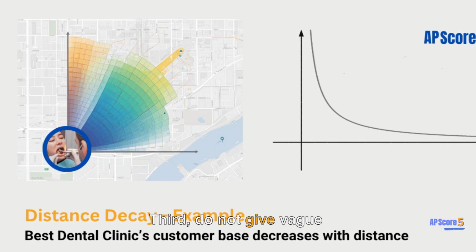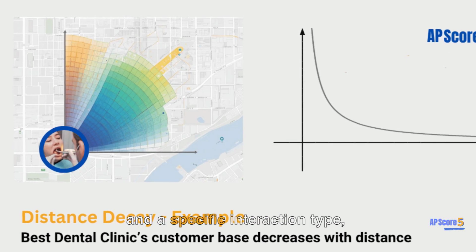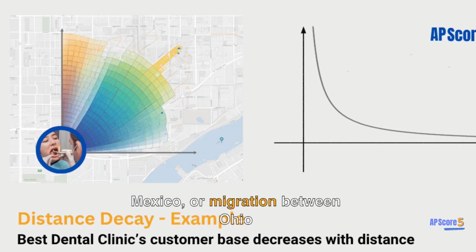Third, do not give vague examples. Always name a specific place and a specific interaction type, like trade between Texas and Mexico, or migration between Ohio and Kentucky.